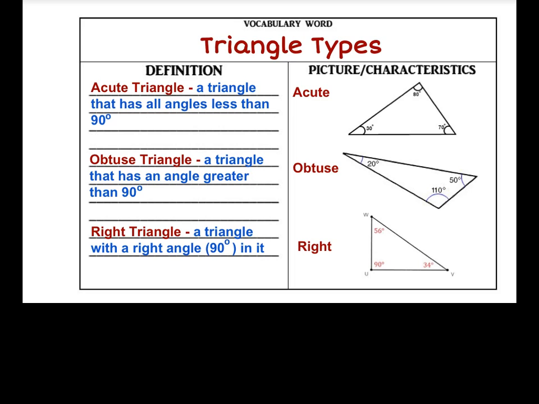And then finally we have our right triangle, and that is a triangle with the right angle of 90. So here is our 90 degrees and 56 and 34. So it's just one triangle that has a 90-degree angle in it. Go ahead and stop the video here and write the notes.